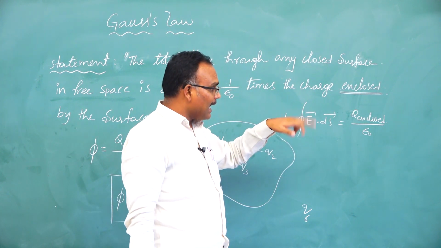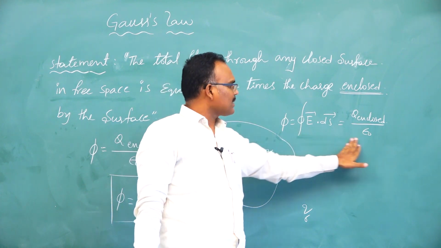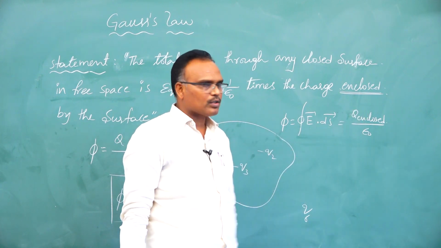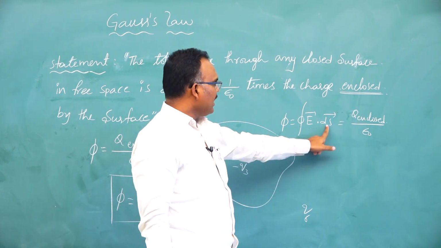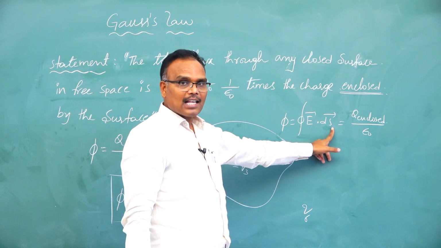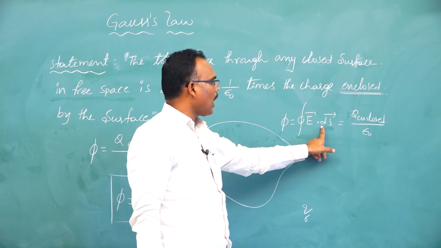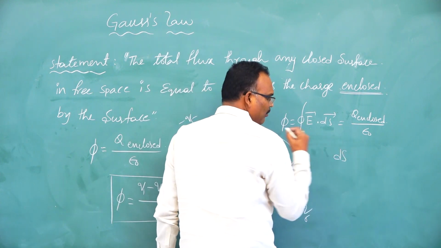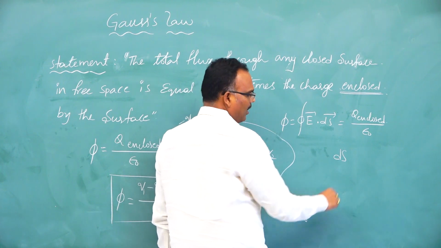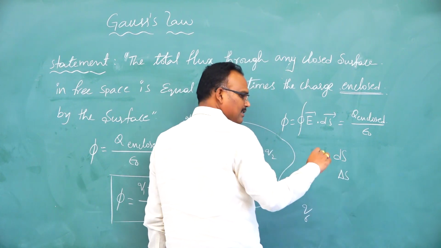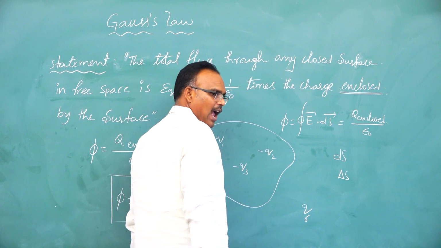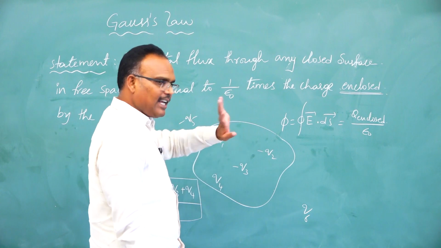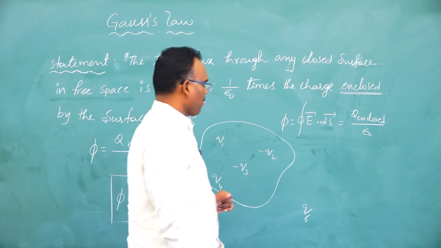If you want to calculate the electric field, then I can use this part of the expression, the closed integral of E bar dot ds bar is equal to q enclosed by epsilon naught. Here ds is a small surface area. D means small, delta means difference, ds means small surface area, delta s means difference in surface area. So when you want to calculate the electric field by using Gauss's law, see, you have to understand this is important.